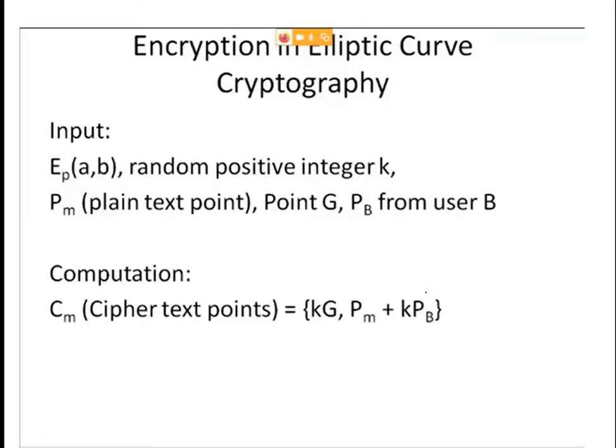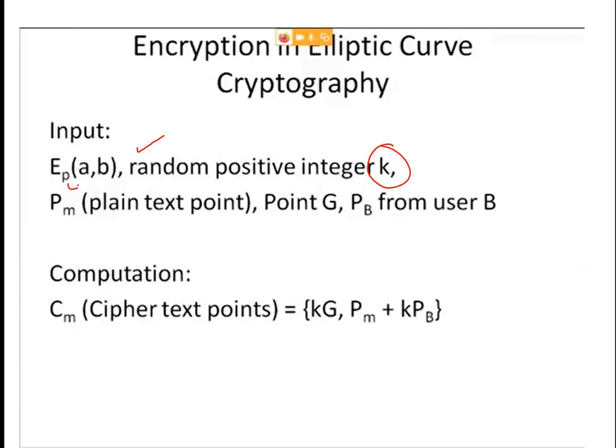You can please go through these slides carefully. Okay. Right. So let us go with one of the examples of elliptical curve cryptography. So you can see here, this is the input for the elliptical curve cryptography, where EP of A comma B, and take a positive integer, that is K.